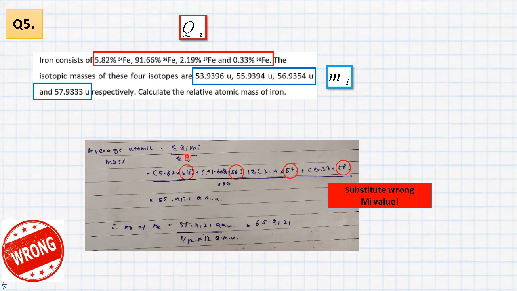So yes, this student wrote down the formula, but please be specific: average atomic mass of iron. And then compare with carbon 12. But the problem is they used the wrong Mi value. That's why the whole answer is wrong. Maybe can get 1 mark for the formula. That's why it is very important. Step 1, write down the formula.